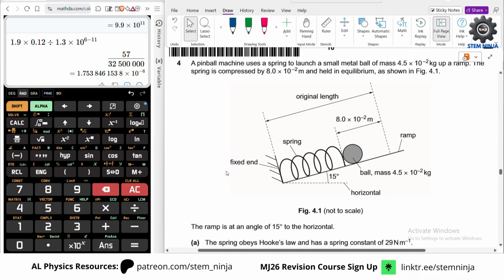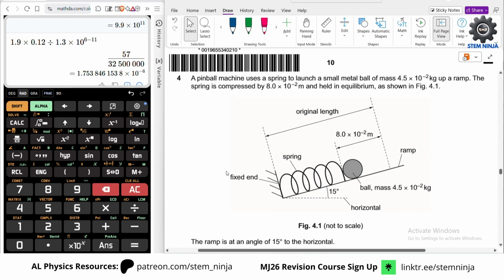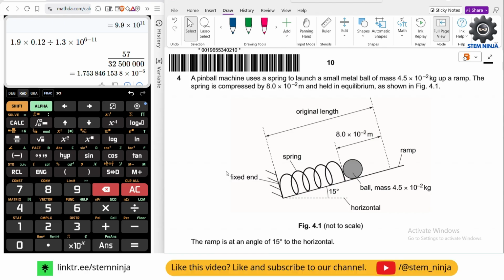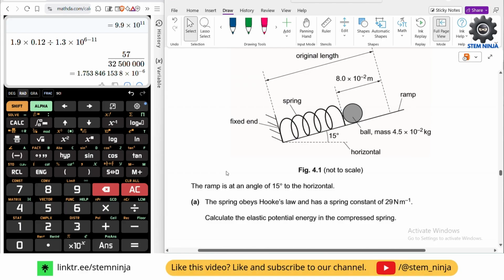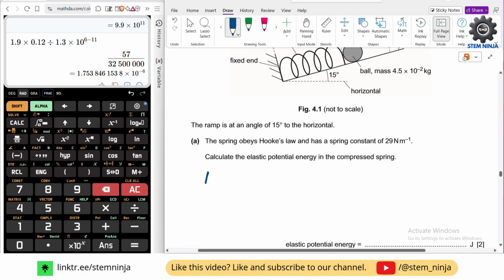Question number 4. A pinball machine uses a spring to launch a small metal ball of mass 4.5 times 10 raised to power minus 2 kg up a ramp. The spring is compressed by 8 times 10 raised to power minus 2 meters and held in equilibrium as shown in figure 4.1. Okay. The ramp is at an angle of 15 degrees to the horizontal. Spring obeys Hooke's law and has a spring constant of 29 Newton per meter. Calculate the elastic potential energy in the compressed spring.